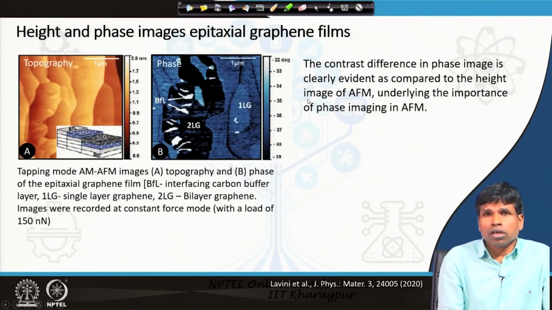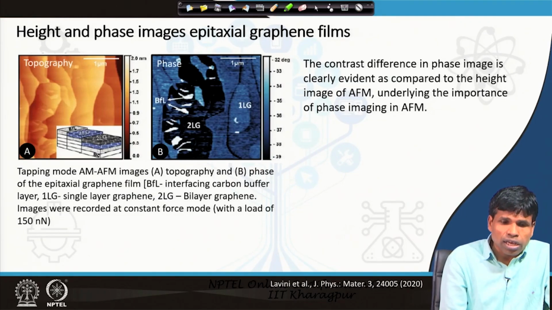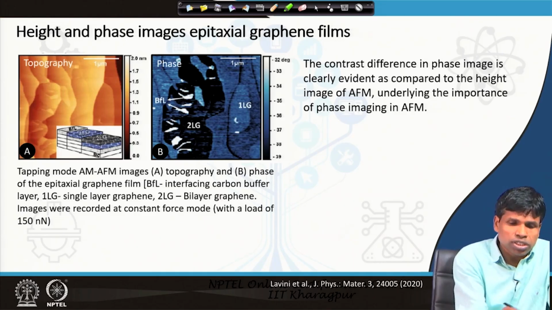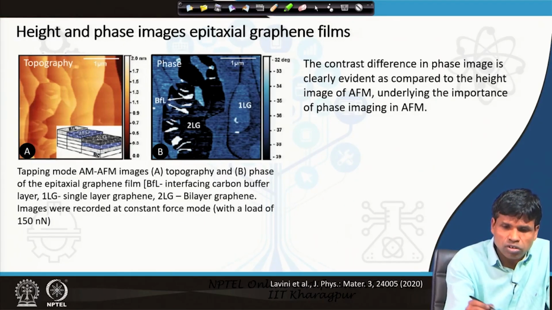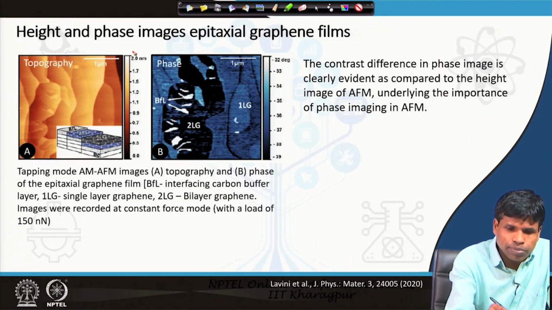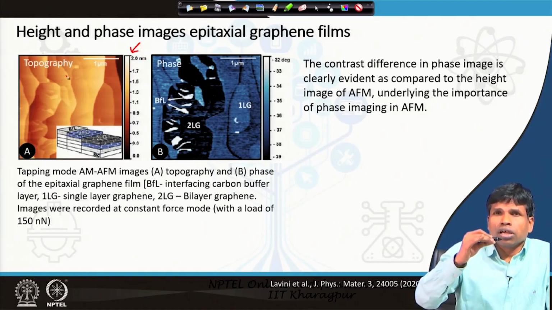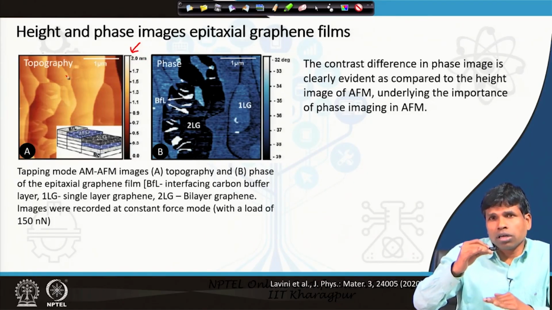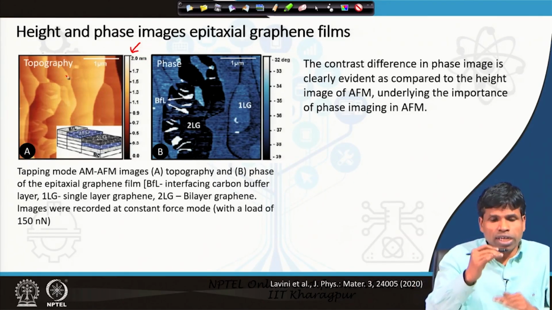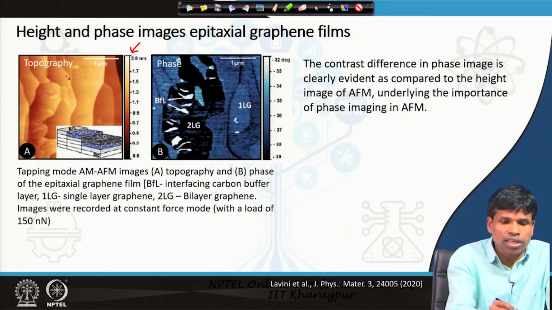Taking another example, that was a polymer example. This is an example of graphene films. On the left side is a topography image. You see a change in the brightness contrast, no doubt, and that change in brightness contrast tells the height difference from 0 to 2 nanometer. The brightest part is 2 nanometer height from the bottom part of the sample. So the height difference is maximum 2 nanometer here.